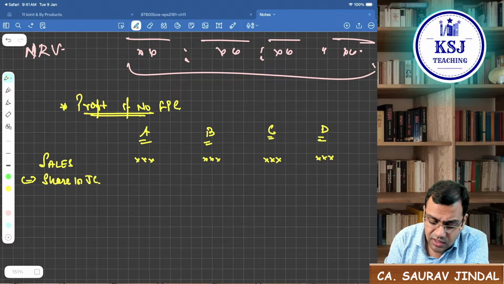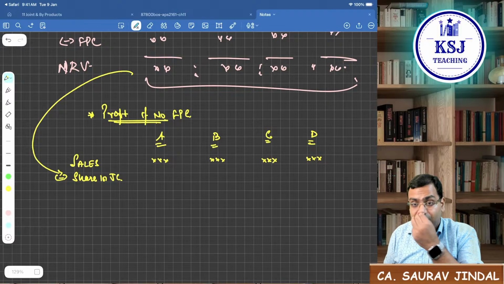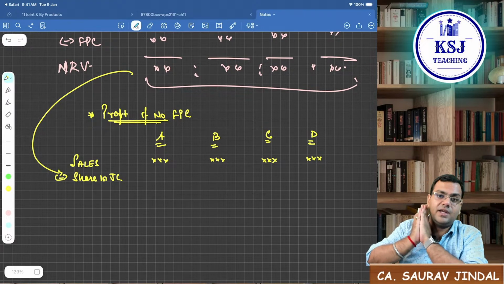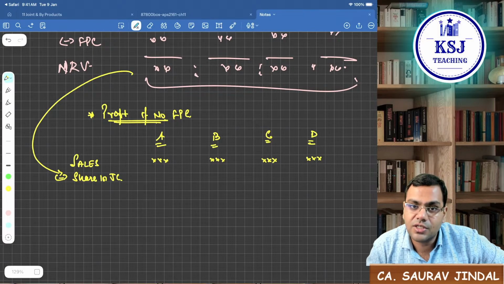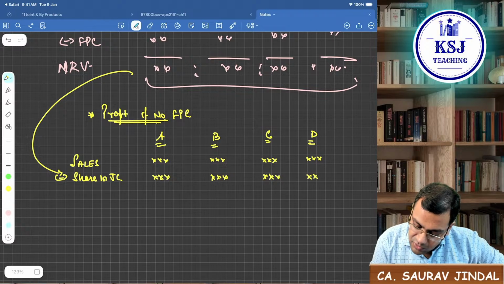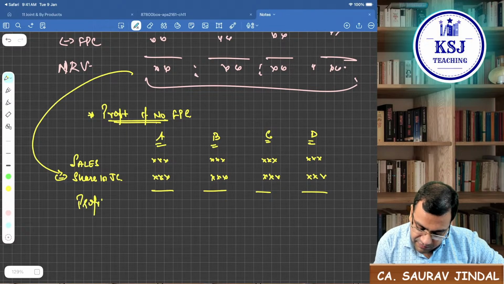Sir, how will the share come? On the basis of NRV. Whatever joint cost you have calculated on the basis of NRV, you will take that share of joint cost. Share in the joint cost. That will give you the profits of the company.